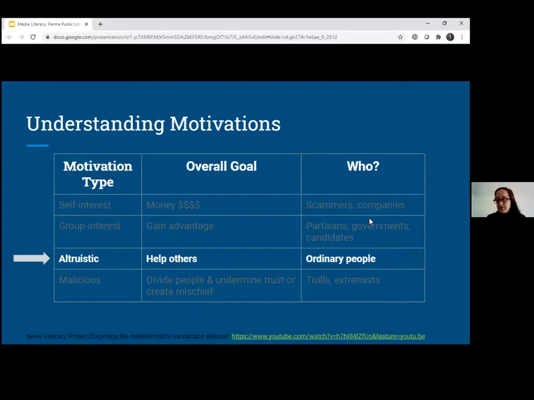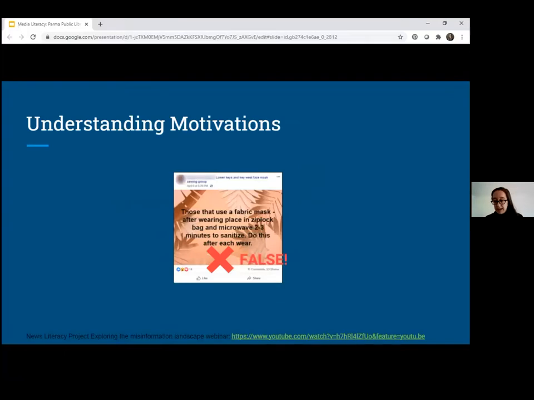The next one is altruistic. And this is the type of misinformation that people share to be helpful. They're just regular people, just like you and me, who see something online and think, oh my gosh, other people need to know this. And they might not necessarily know what they're sharing is untrue. An example of that is back when the pandemic started, people were saying a great way to save your mask is to microwave it for a couple minutes.